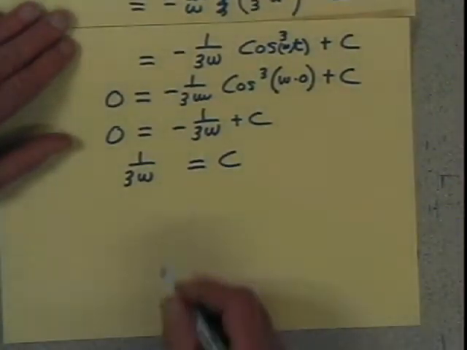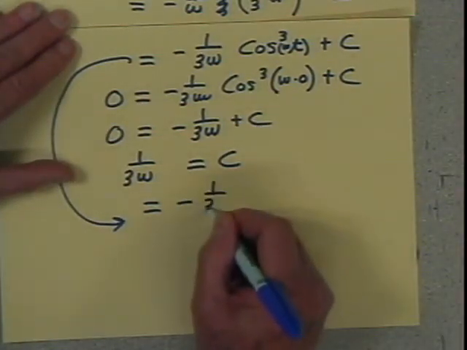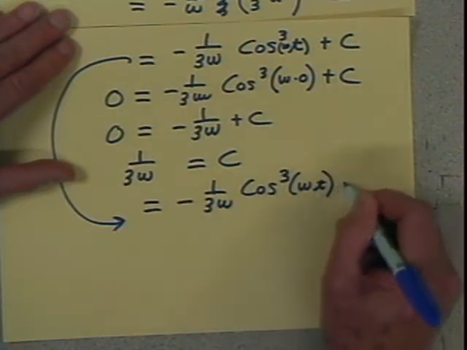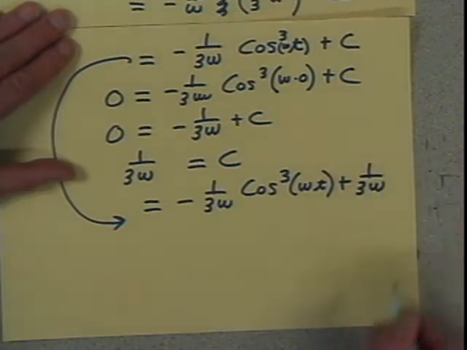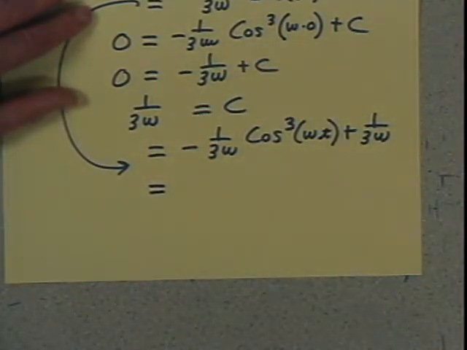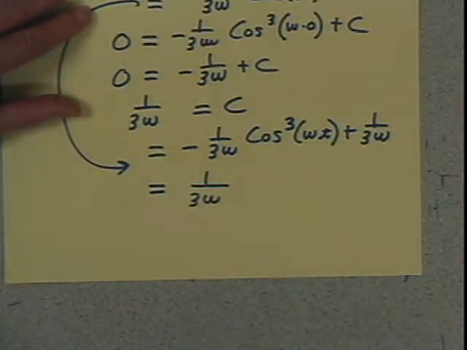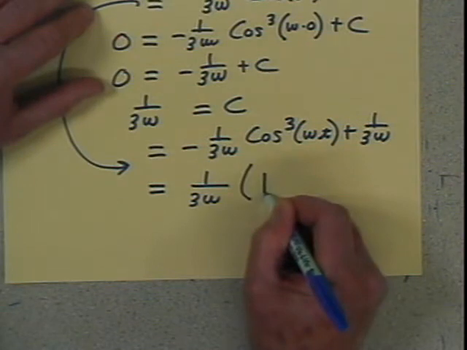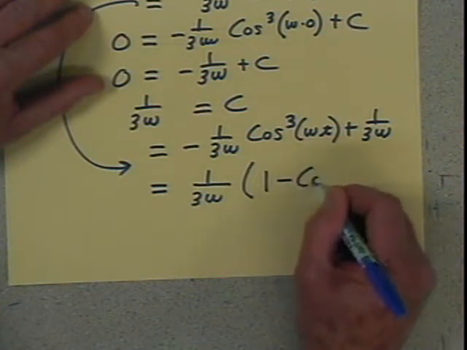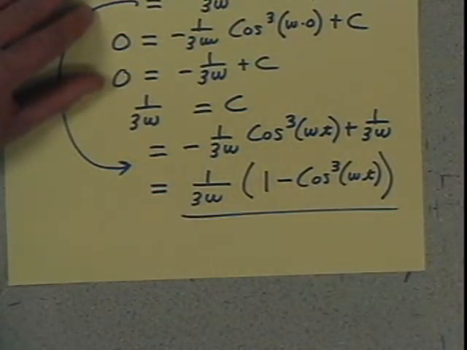Okay, so now going back to here, I see a minus 1 over 3 omega. I see a cosine cubed omega t plus a 1 over 3 omega. And Bob, looking for every last little quarter he can squeeze out of this problem, factored out a 1 over 3 omega. If I know Bob, that's what he'd probably do. And then he'd write 1, see if he can confuse the viewer. Then he'd write minus cosine cubed omega t. Say, there it is.